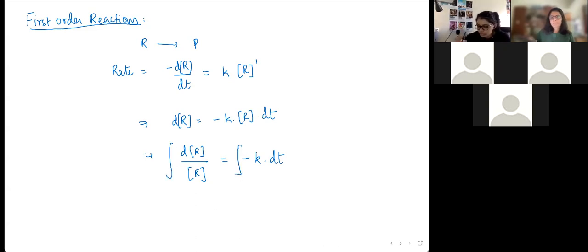Ma'am, we went from d[R]/dt equals minus k[R] raised to 1. After that, we took the dt to the other side, and then looking at the same variables, we took the [R] from the right hand side to the left hand side. Yeah, it's just mathematics, rearranging so that we have the same variables on one side. Okay, math people, I know you had an introduction to integrals last week. So now you have to tell me what is the next step.